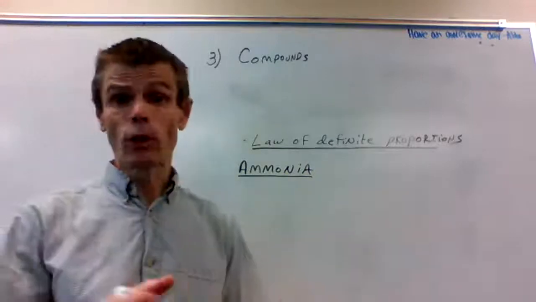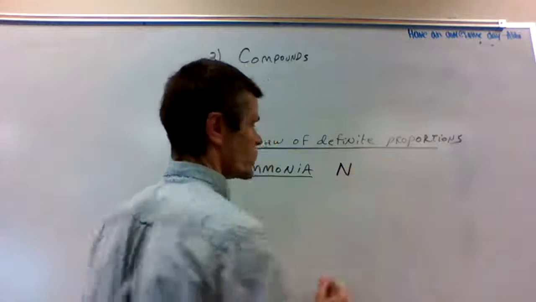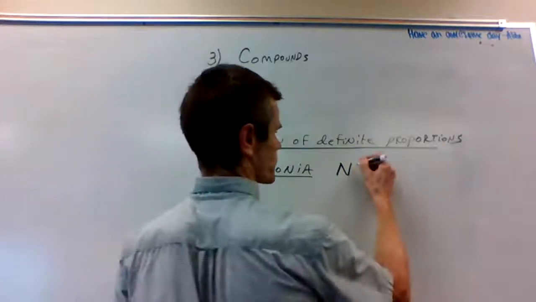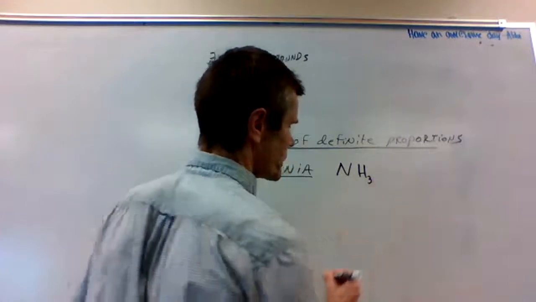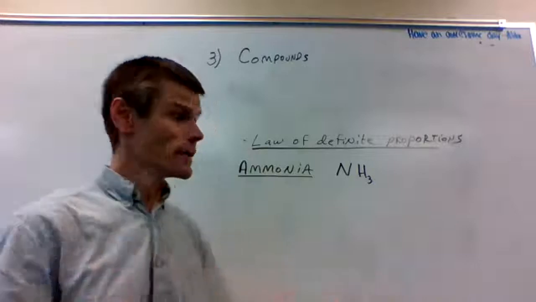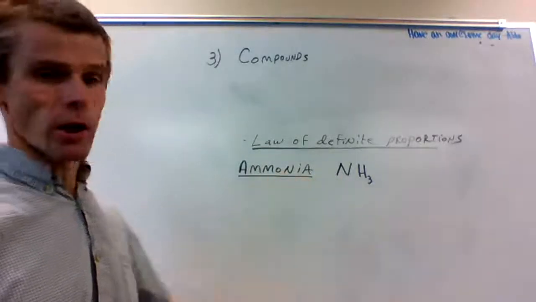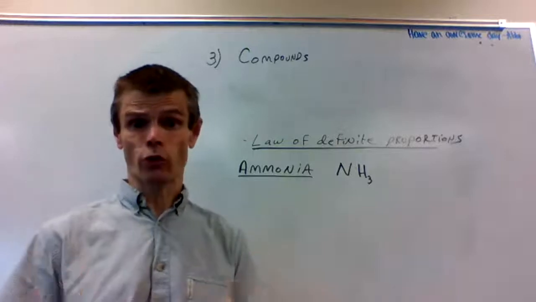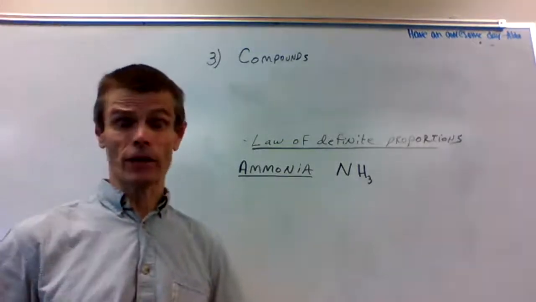Ammonia has the chemical formula N, which is nitrogen, and H with the subscript 3 tells us that there are 3 hydrogens that are bonded to each nitrogen atom. And this makes up the molecule or the compound. Molecules will be discussed later also. This is the compound ammonia, NH3.